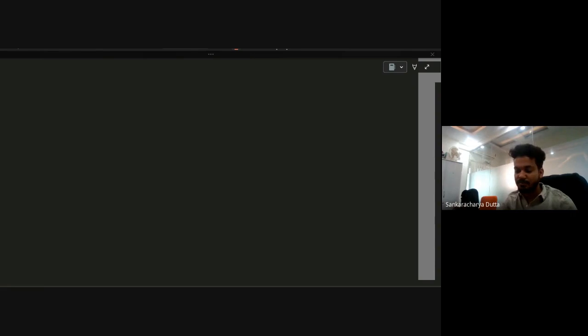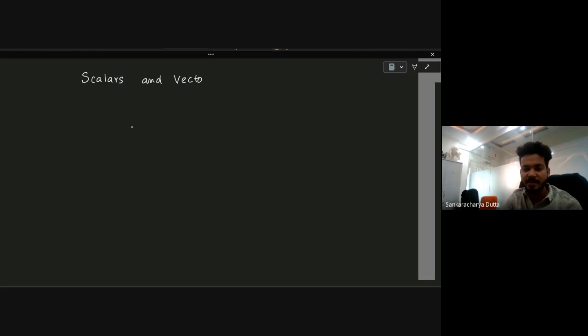Anyway, let's continue. So in the last session, we had started our discussion on scalars and vector quantities. And this is what we are going to continue in today's class. Today's class is going to be all about scalar and vector quantities. Now, we started out with the most basic definitions of scalars and vectors.